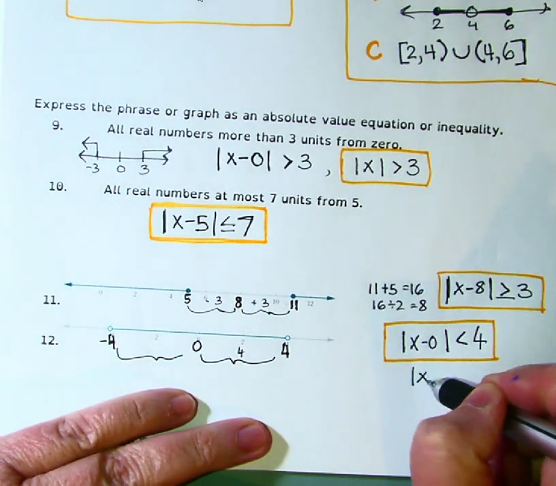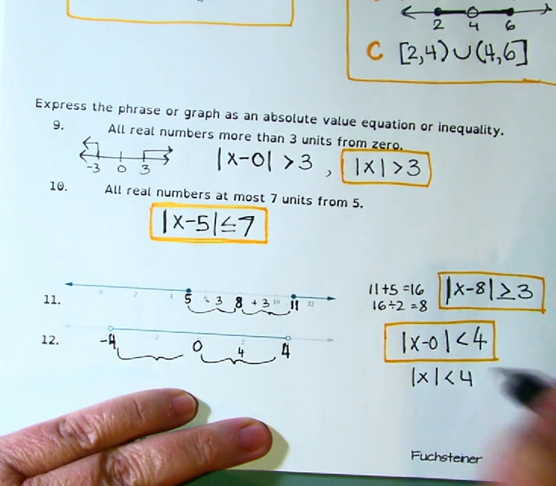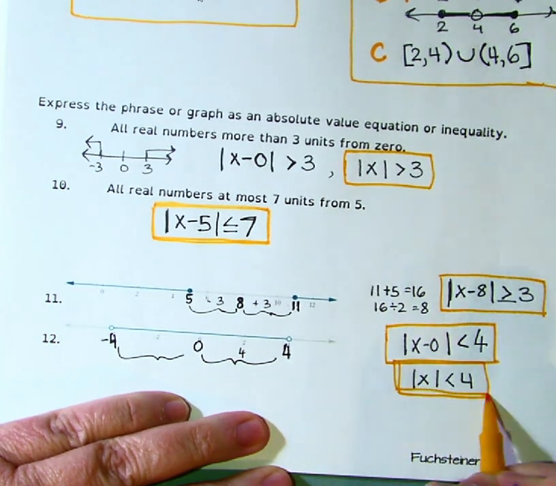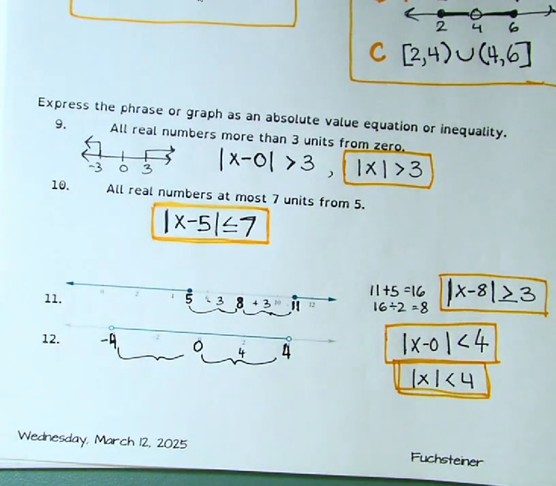You might have to write it as absolute value of x is less than 4. They might not take the x minus 0. I like the x minus 0 because it tells me what it is that you're thinking about. Right?